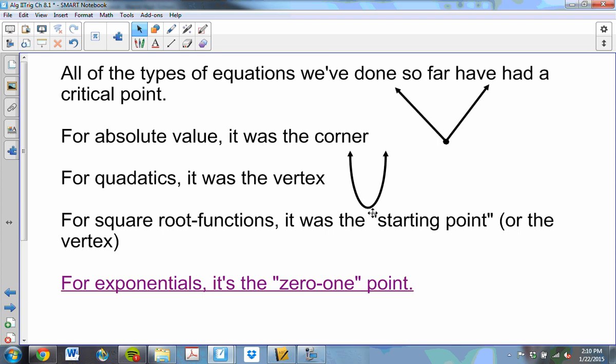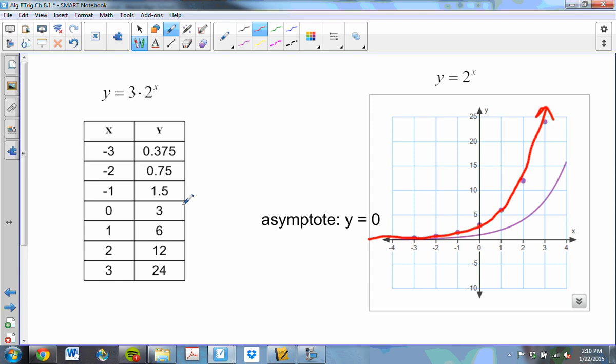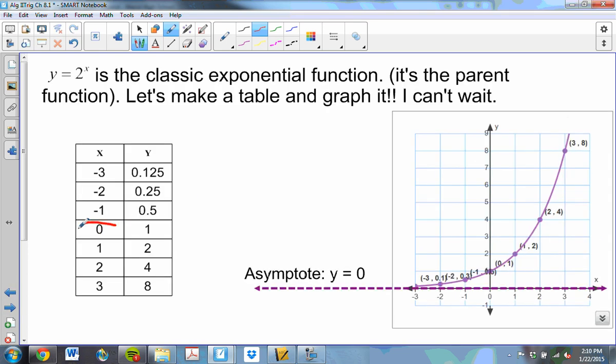With quadratics, it was this vertex. For square root functions, we call it the starting point. It's also kind of like a vertex, but there's always this point here that things would start at. For exponentials, I made up a term called the 0, 1 point, which basically means this value right here. If you look at the parent function, this 0, 1 point, you plug in a 0 for x and get a 1 for y, is kind of the critical point.